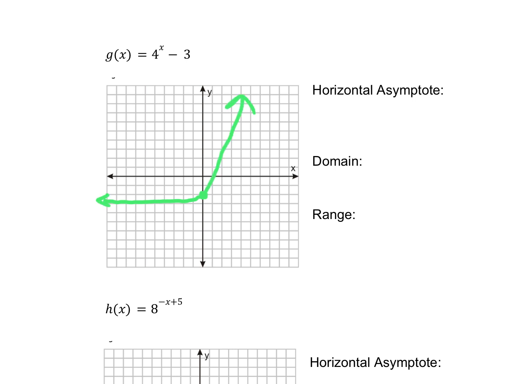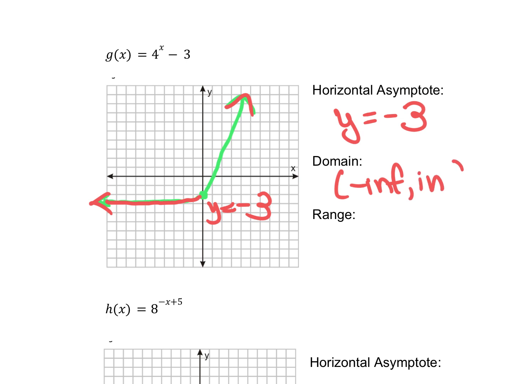That might not be exactly right, but if you notice, looking at the graph, in this area here, it gets closer and closer to y equals -3, but it never actually crosses y equals -3, which means our horizontal asymptote is going to be y equals -3. Our domain, again, goes in both directions, so our domain is going to be -infinity to positive infinity. And our range, again, our smallest value for our graph is at -3, and then it goes up to infinity.